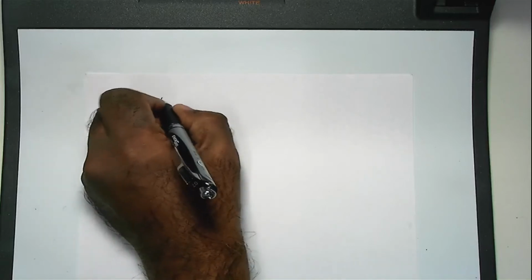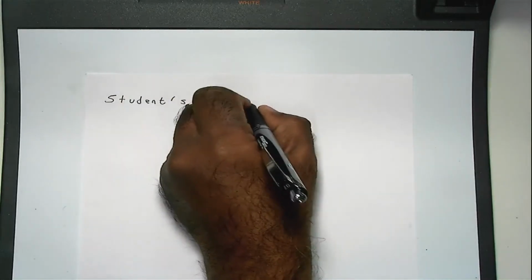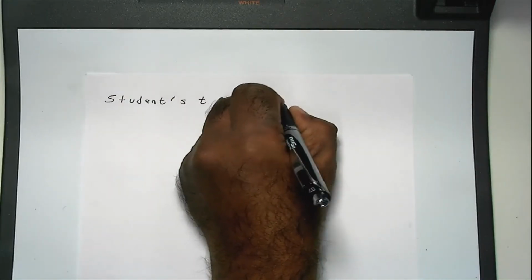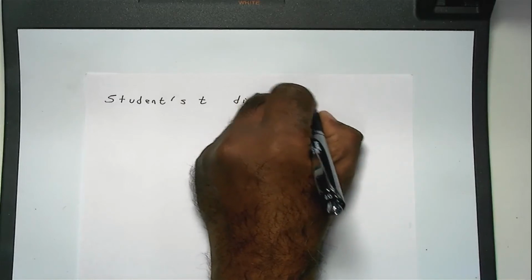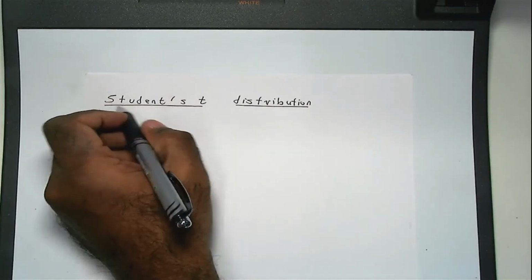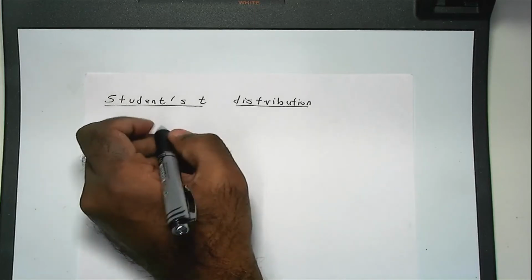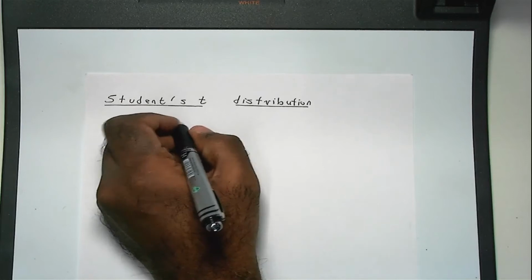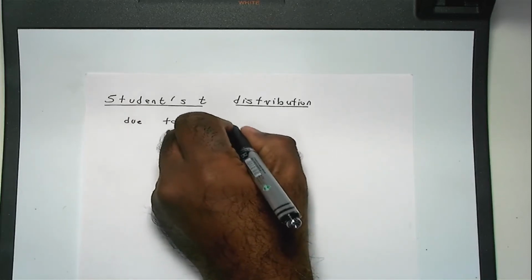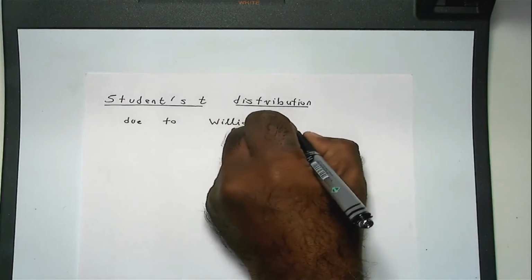In this video I will talk about the second of the two sampling distributions, and this one is known as Student's t distribution. You may wonder why it's called Student. Well, there's a little story behind it. This distribution is actually due to a British statistician. His name is William Gosset.